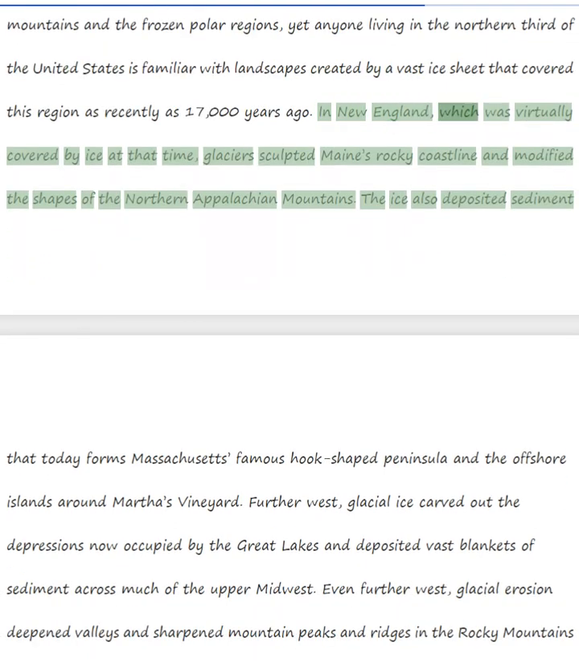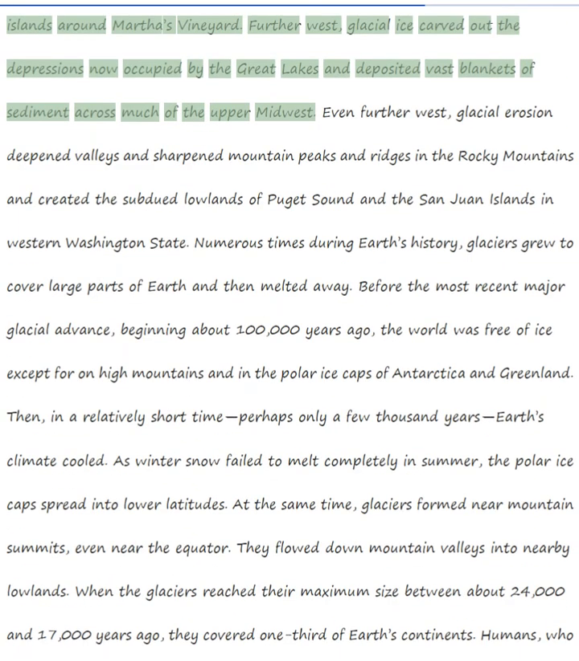In New England, which was virtually covered by ice at that time, glaciers sculpted Maine's rocky coastline and modified the shapes of the northern Appalachian Mountains. The ice also deposited sediment that today forms Massachusetts' famous hook-shaped peninsula and the offshore islands around Martha's Vineyard.